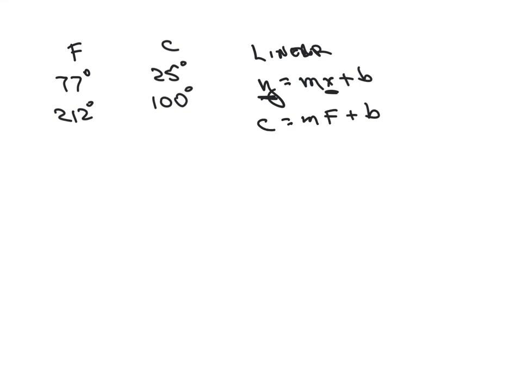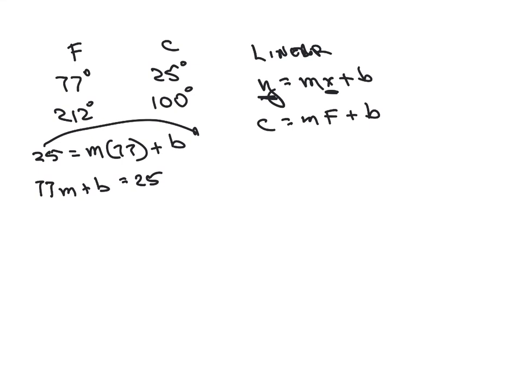First of all, I'm going to take this first bit of information. So instead of a C, I'm going to use 25. Instead of an F, I'm going to use 77. So let's write that here. 25 equals M times 77 plus B. Now, I don't like it written like that. I'm going to write it a little bit differently. So all I did was move this over here to equal 25, and I switched these two around.